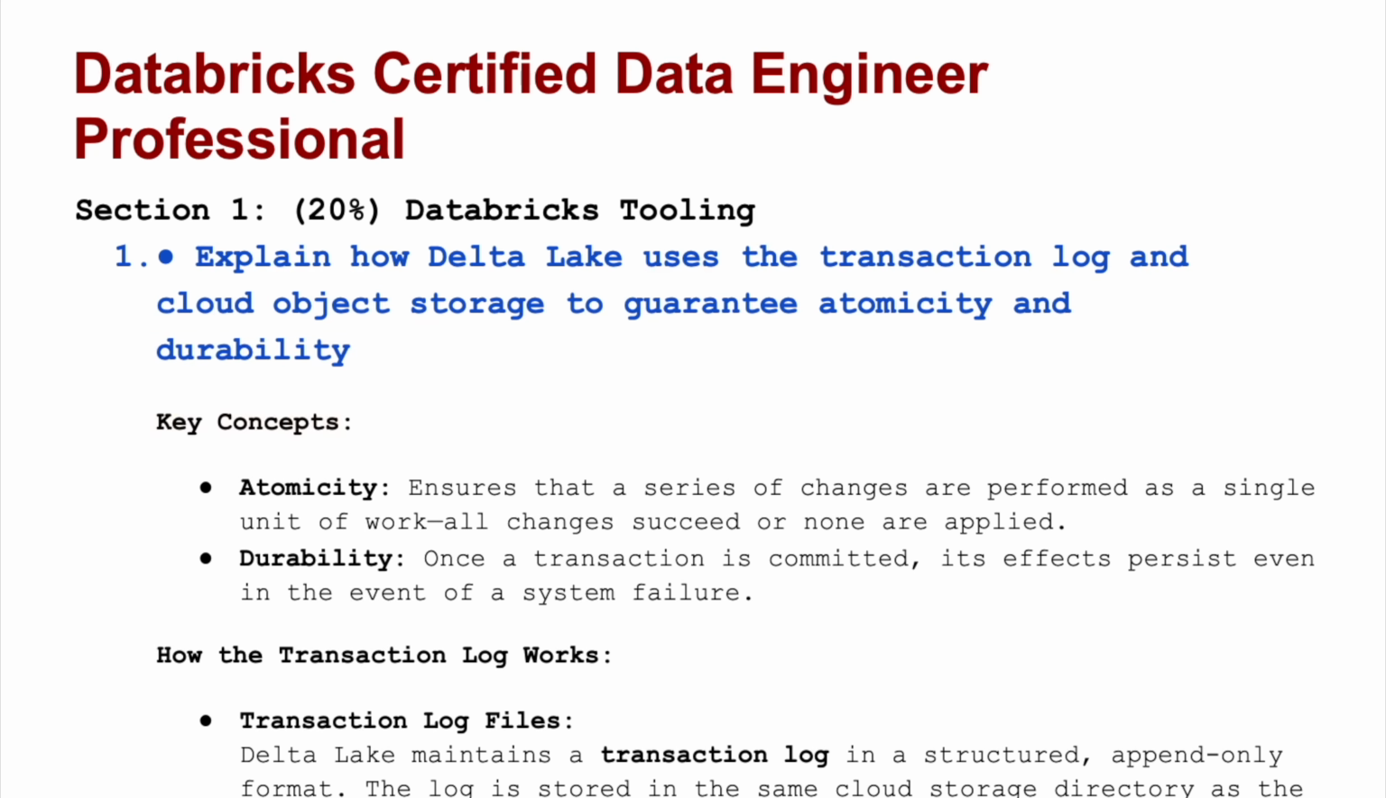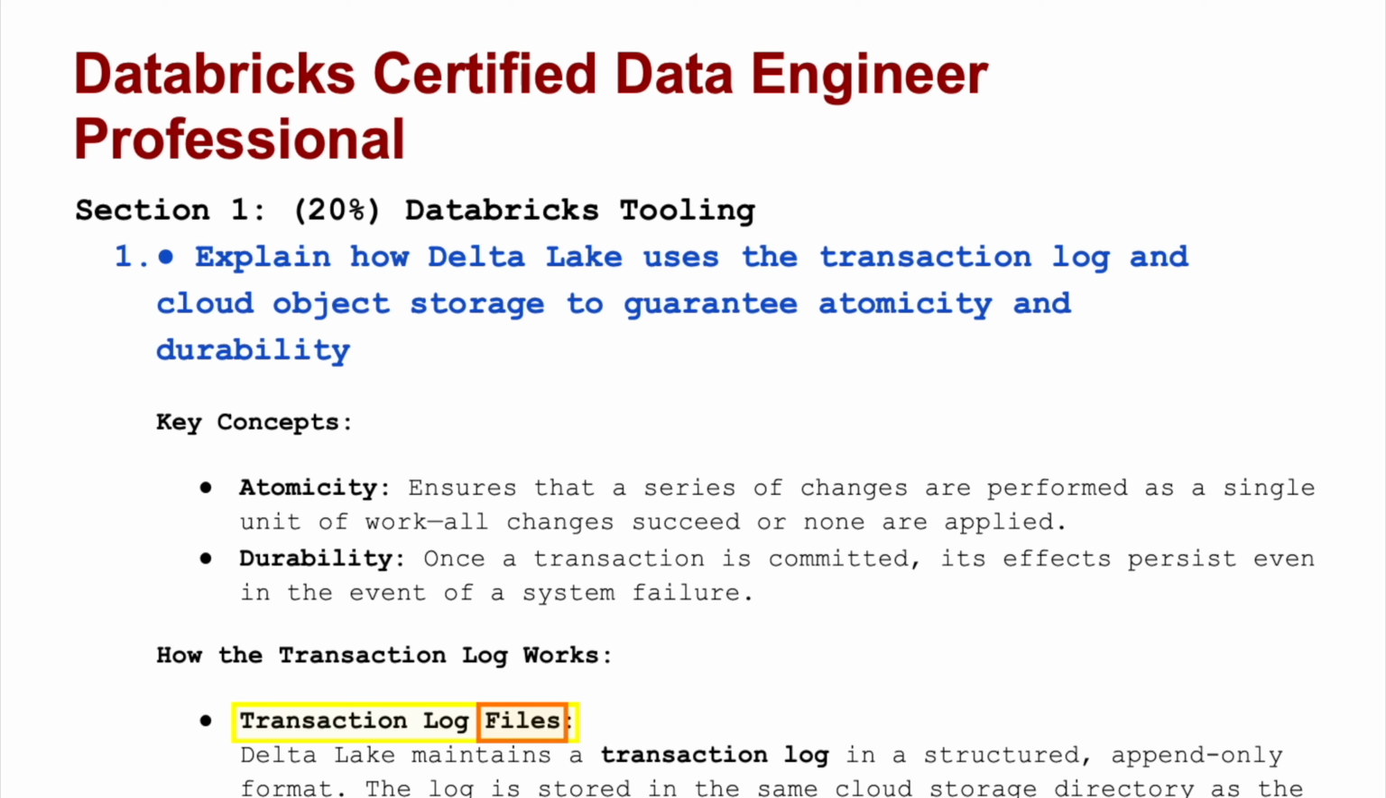Key concepts. Atomicity ensures that a series of changes are performed as a single unit of work. All changes succeed or none are applied. Durability: once a transaction is committed, its effects persist even in the event of a system failure. How the transaction log works.